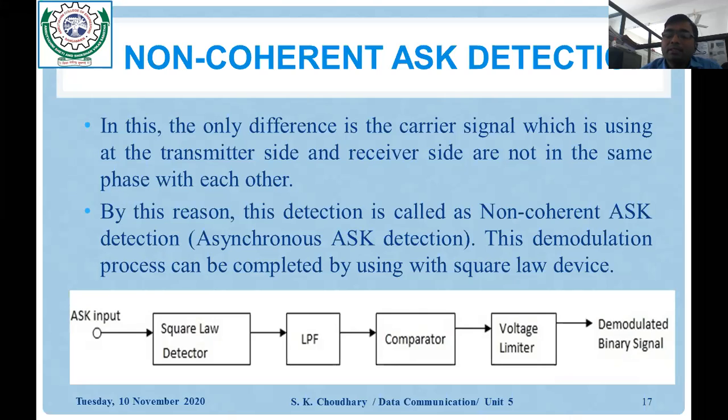If there is any change in the amplitude of the signal, that could be limited by the use of the circuit voltage limiter. And finally, we would receive a demodulated binary pattern or binary signal. So this is all about the non-coherent ASK detection.